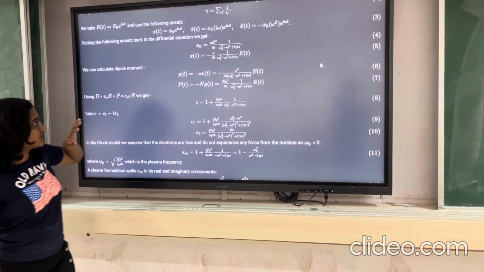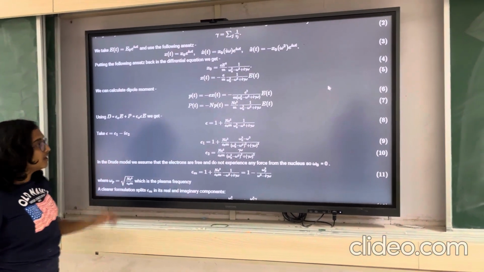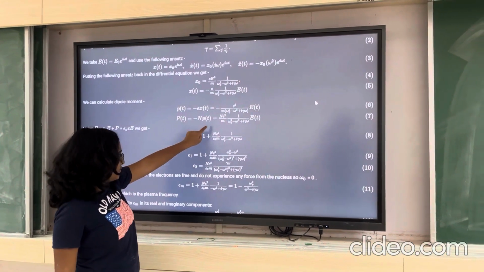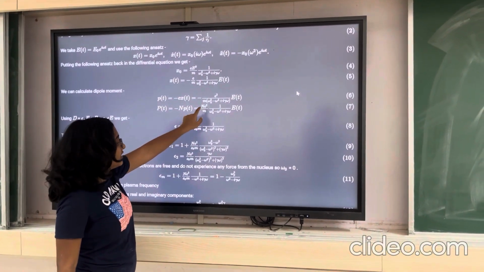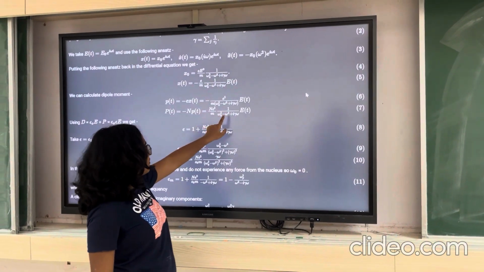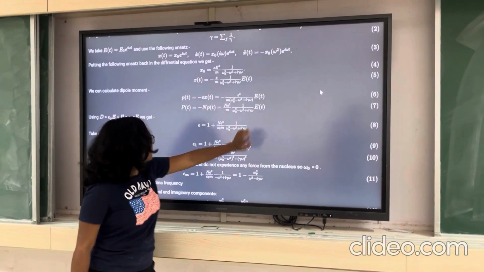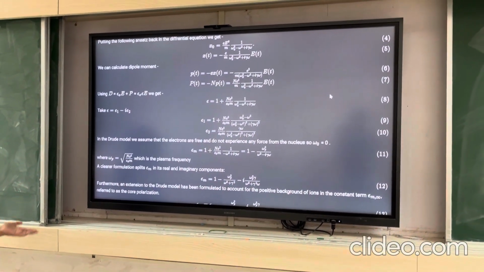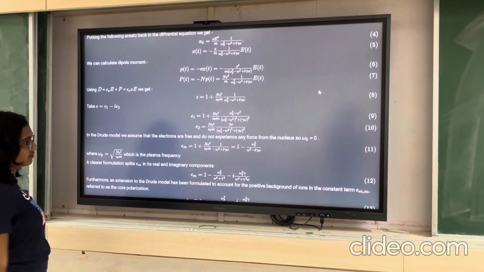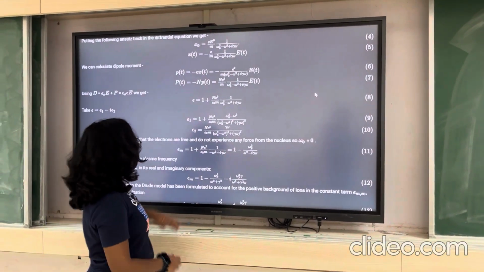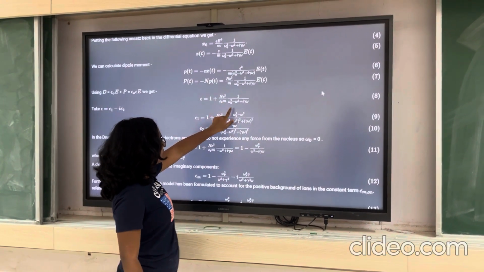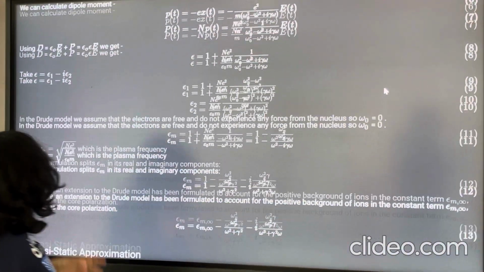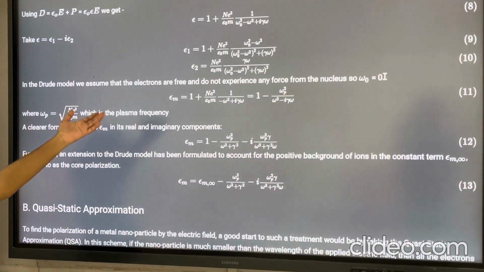And we see that the polarization, the dipole moment density, which is equal to the dipole moment per unit volume, becomes minus n p of t, which is equal to n e square by m times 1 by omega naught square minus omega square plus i gamma omega, times E of t. Finally, using the fact that D is equal to epsilon naught E plus P, we get epsilon, the relative dielectric constant, as 1 plus n e square by epsilon naught m times 1 by omega naught square minus omega square plus i gamma omega. This can be further decomposed into its real and imaginary parts as shown here.